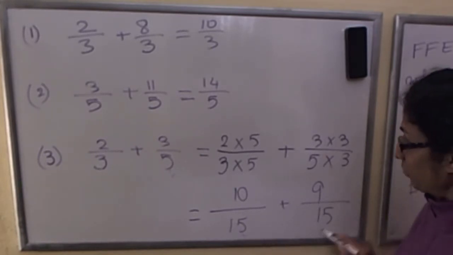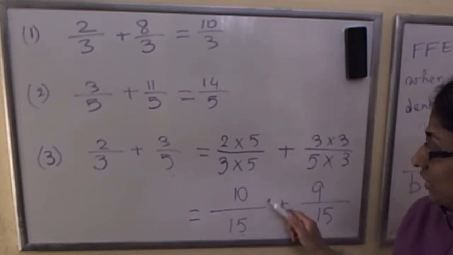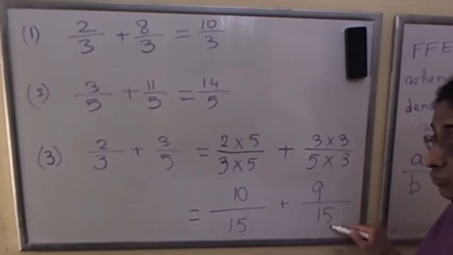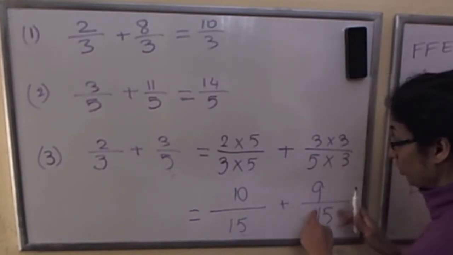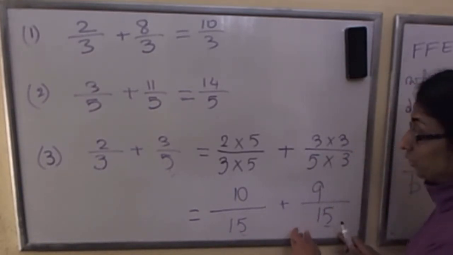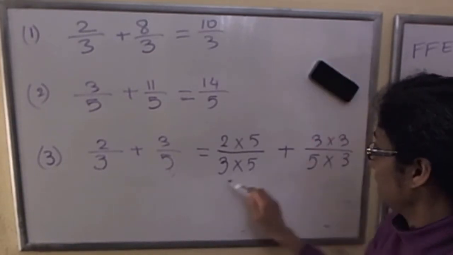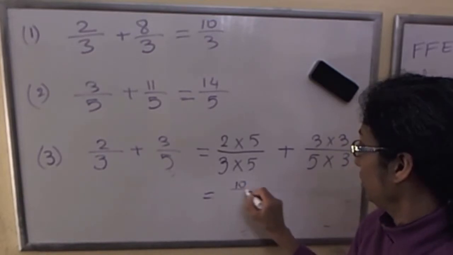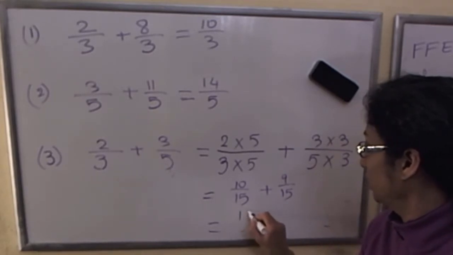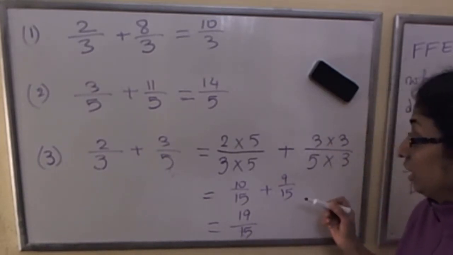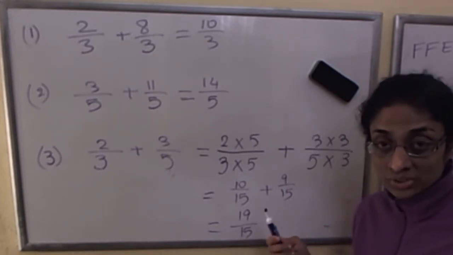That means this problem is now exactly similar to these two problems, which is 10 copies of 1/15, 9 copies of 1/15. Now you really have 10 copies of something, 9 copies of the same type of thing. So we can simply add on. I don't have space here, so I'm going to create space. 10 over 15 plus 9 over 15 equals 19 over 15. Now I can really apply the addition algorithm for adding fractions with the same denominator.